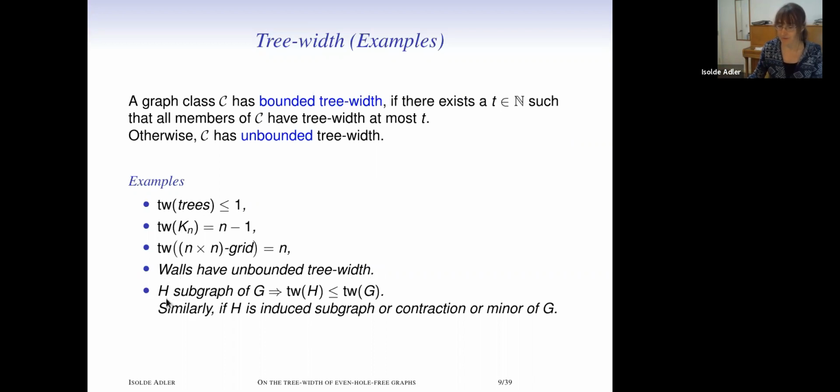And if H is a subgraph of G, then the tree width of H can be at most the tree width of G. And similarly with induced subgraphs, contractions, and minors that we saw before. So tree width cannot increase under any of these operations.